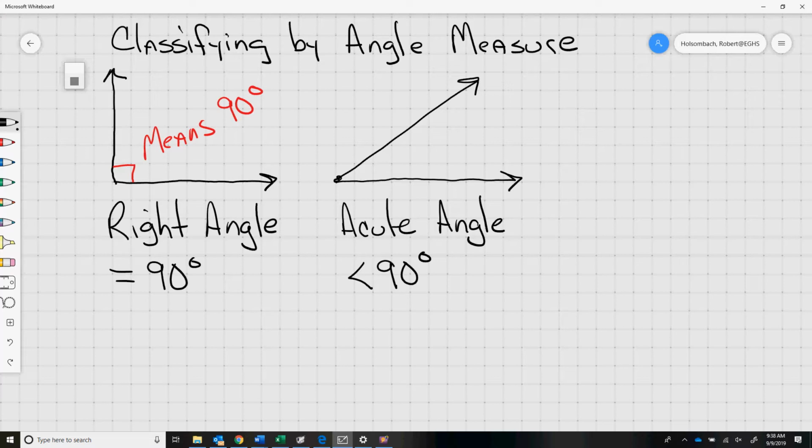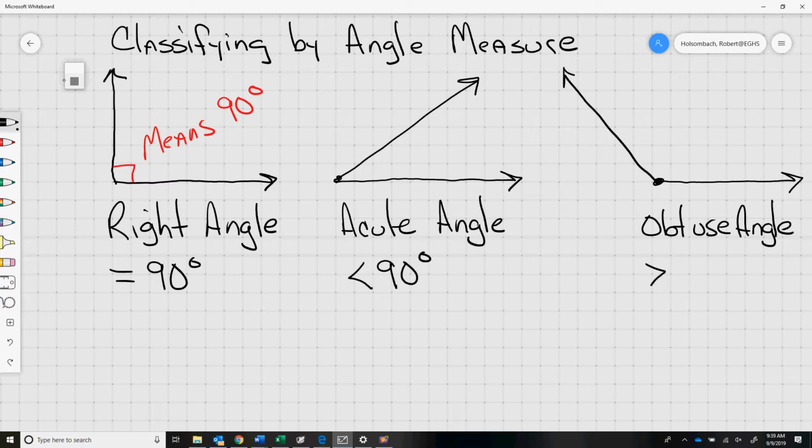And the third type of angle today is called, what's the third angle? An obtuse angle. And an obtuse angle measures greater than 90 degrees. Any questions on any of that?